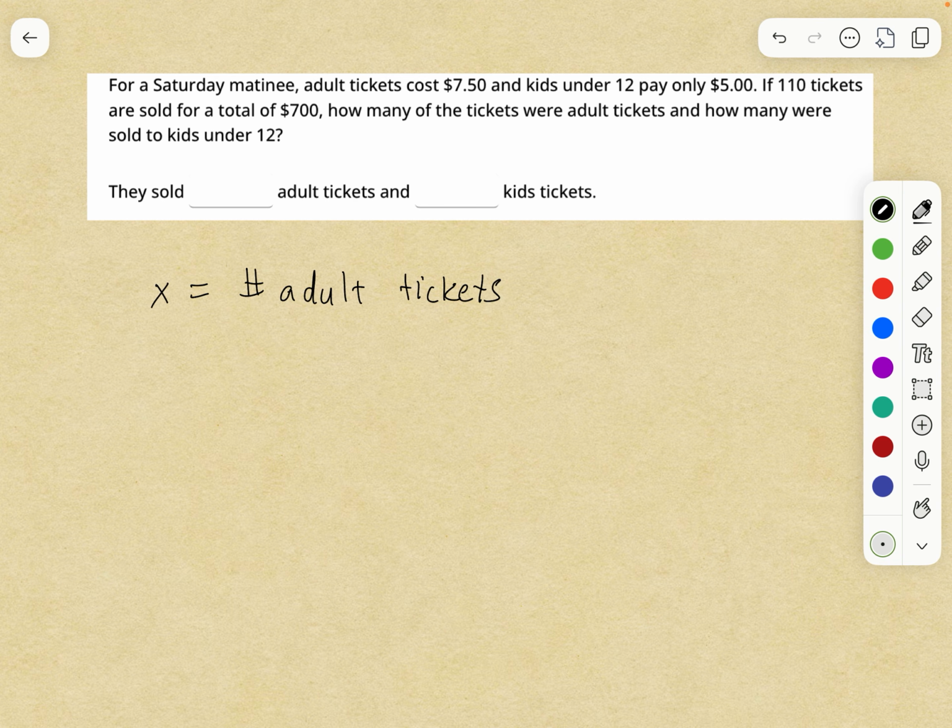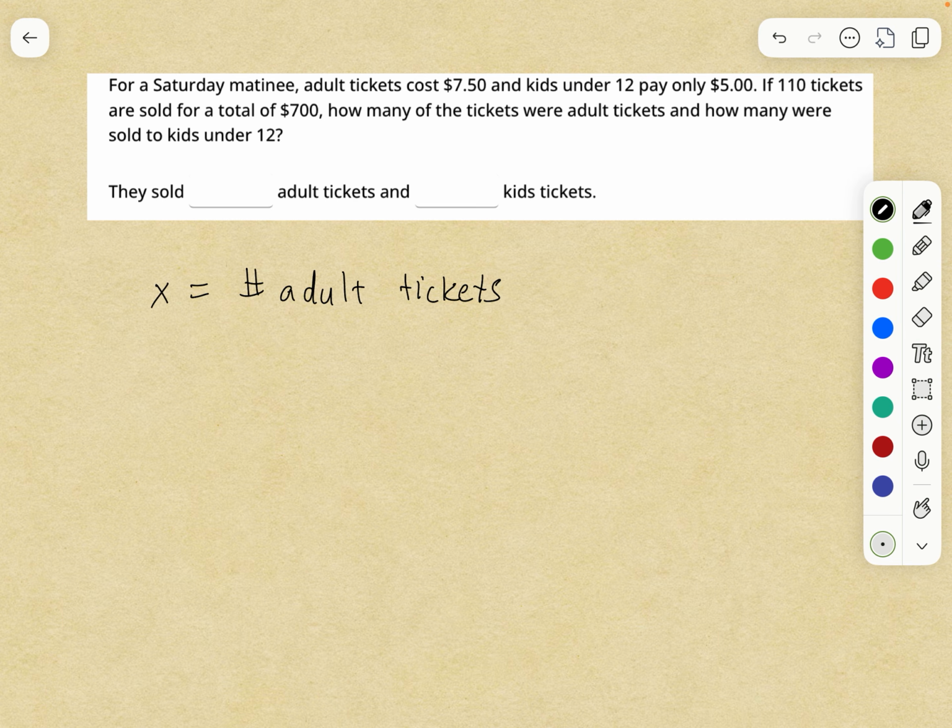And when you're defining the variable, you want to make sure that the variable stands for a number. So I didn't write X equals adult. I didn't write X equals 7.50. That's not what X stands for. X is the number of tickets for adults that are sold.